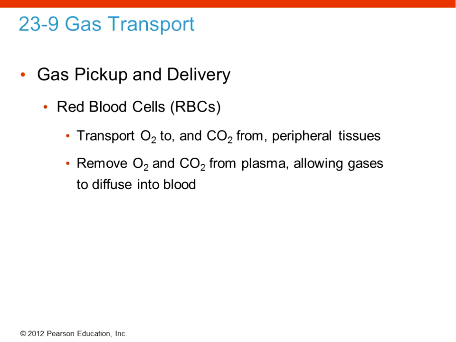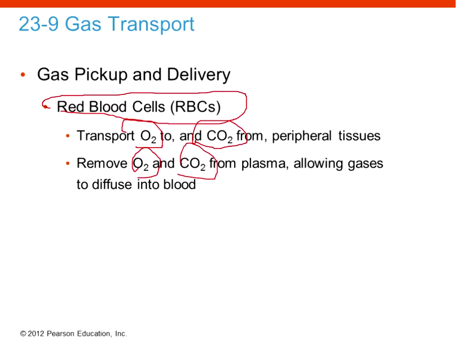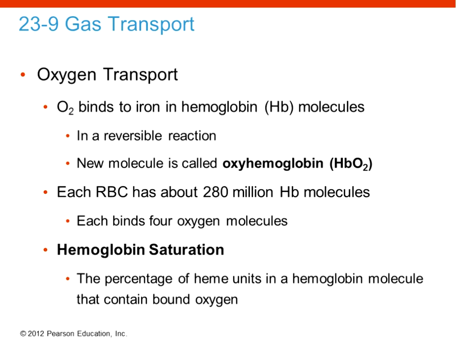Now, as we said, gas transport occurs, pickup and delivery by the red blood cells. As you guys know, red blood cells have the ability to bind and transport oxygen and CO2, right? They can also remove oxygen and CO2 from the plasma, and that's what allows this exchange to occur. Okay, so oxygen transport. Oxygen binds to the hemoglobin, as you guys know. It's a very reversible reaction where oxygen can be easily given off to that tissue. Okay, and so hemoglobin saturation then is the percentage of that iron, that heme, that is bound to oxygen.